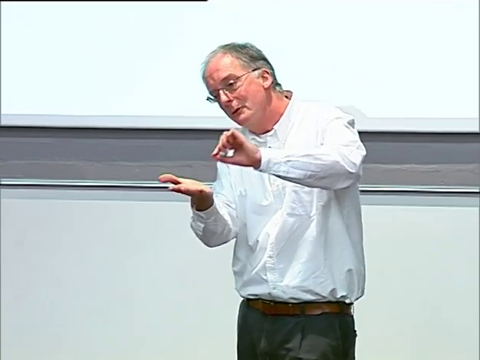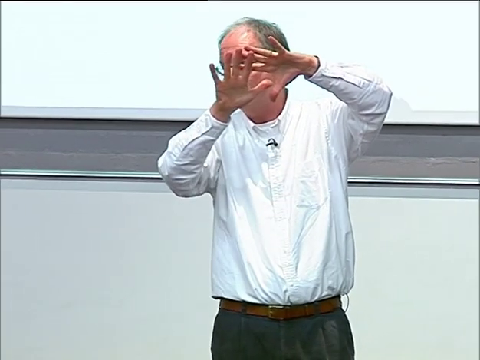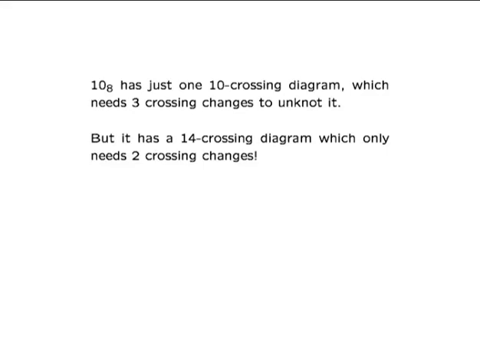But if you choose to stay with that same knot, but choose a more complicated diagram of that knot, more complicated meaning it's got more crossings, a 14 crossing diagram, so you put 4 extra crossings in, that diagram is not one that you'd normally play with, but it turns out that if you put more crossings in, then it only needs 2 crossing changes to unknot it.